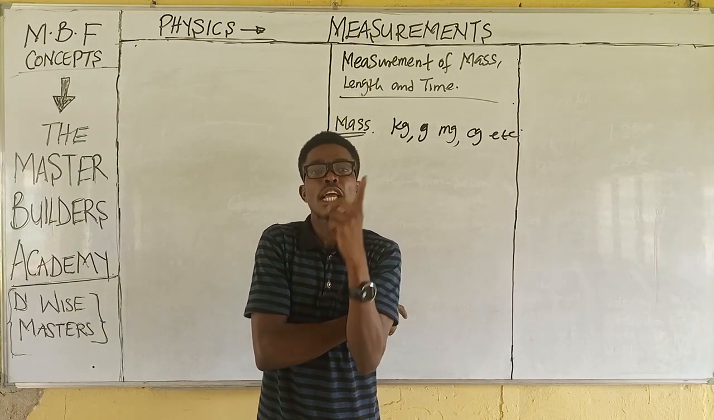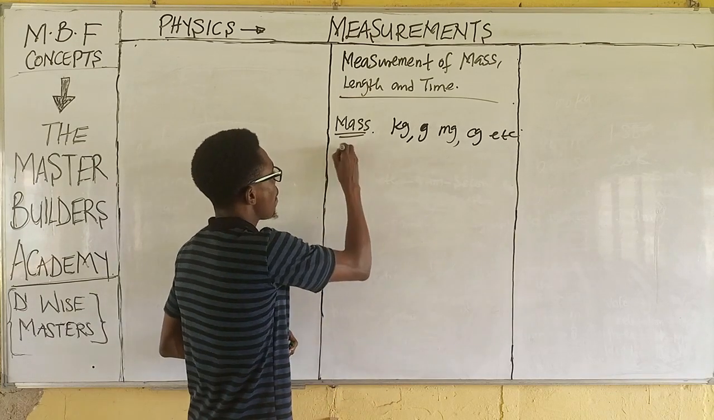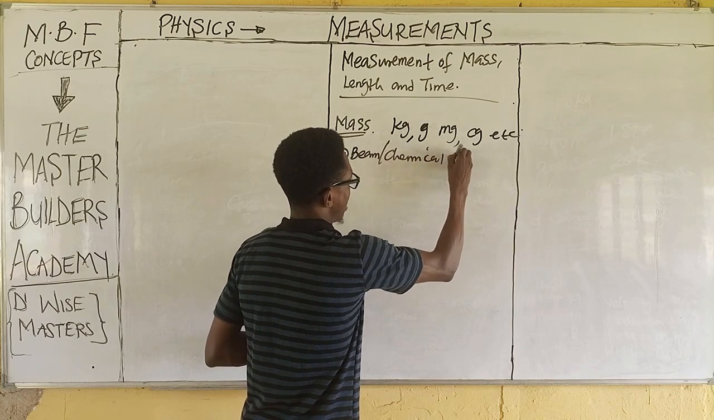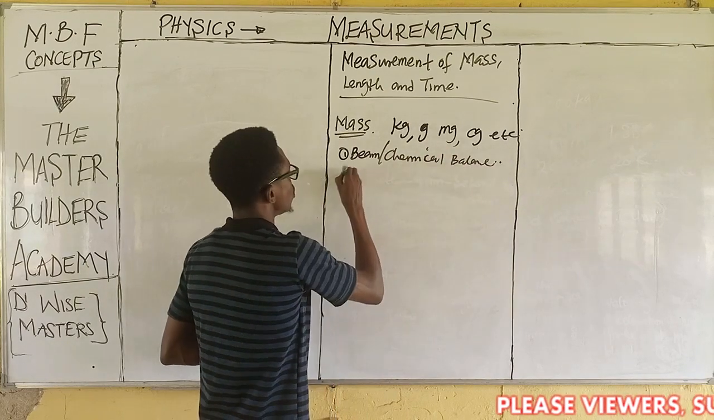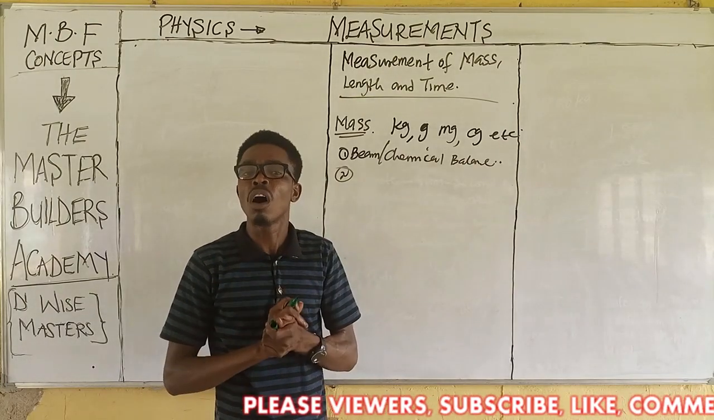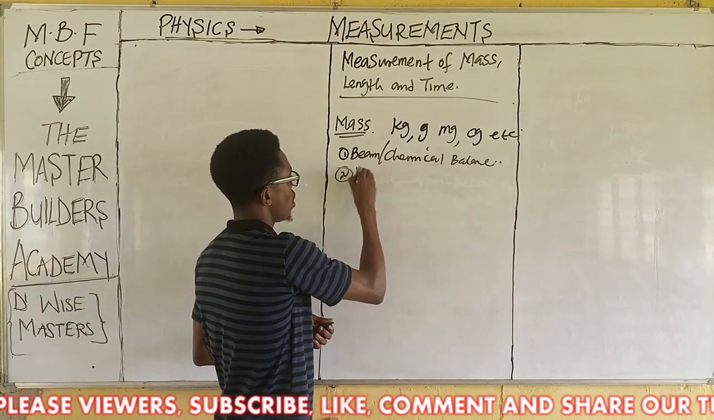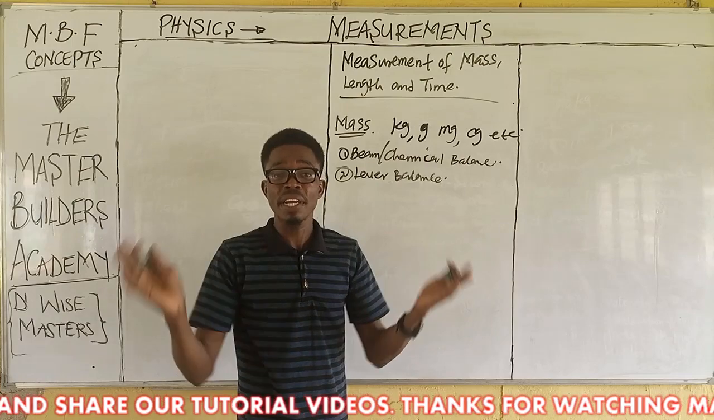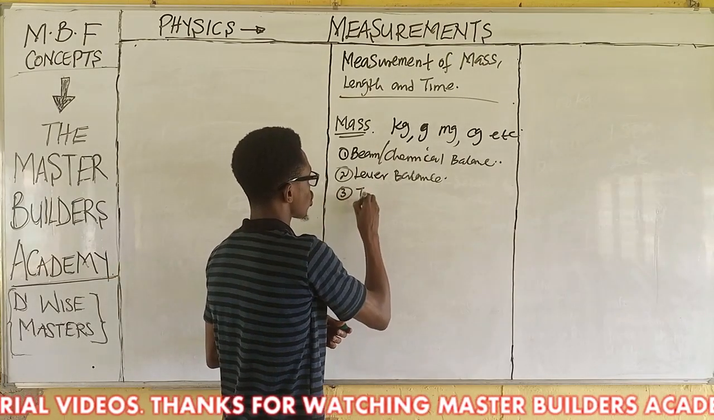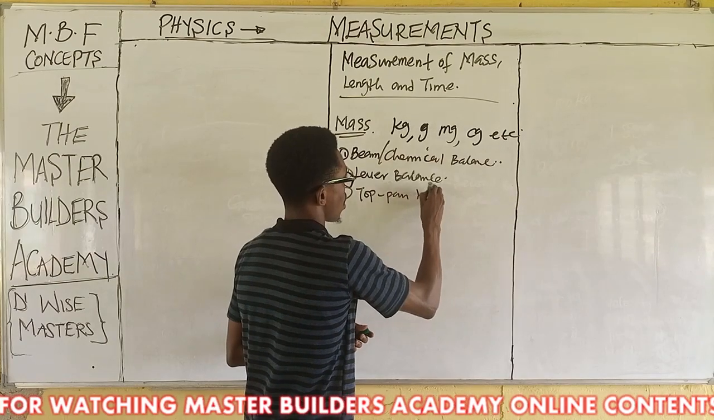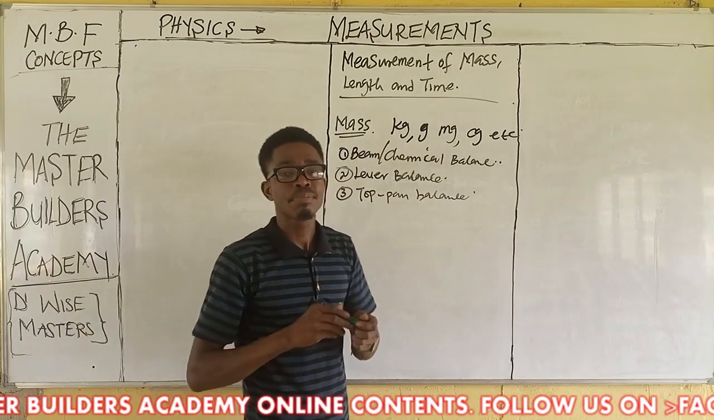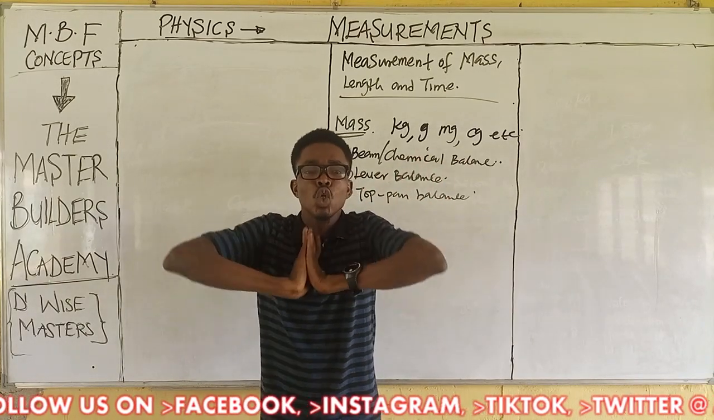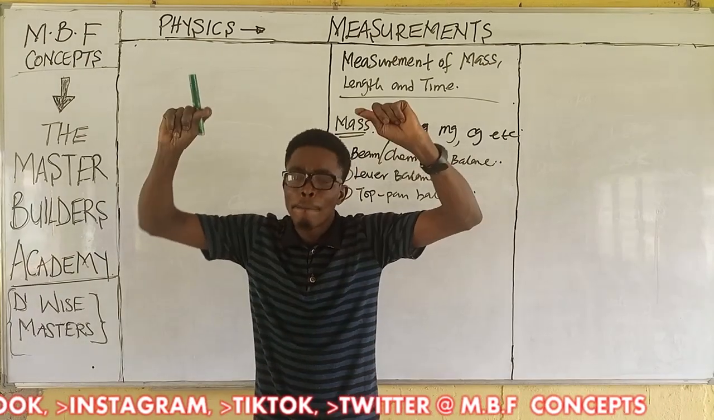Now, the number one is the beam or chemical balance. Number two is what we call the lever balance. Then finally, number three is the top pan balance. So these are the major equipment, tools that are used to measure the mass of a body.